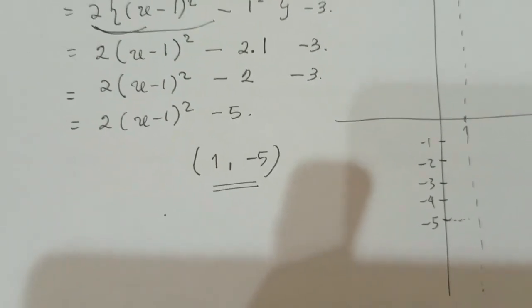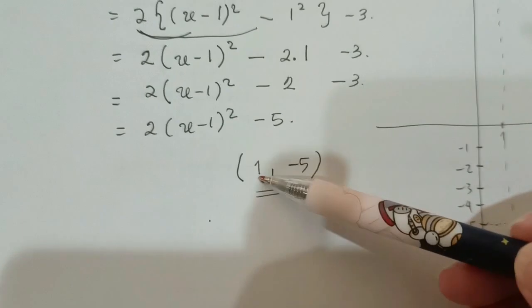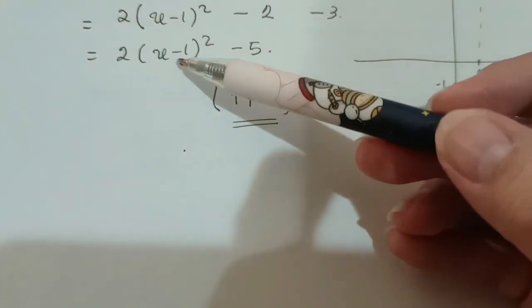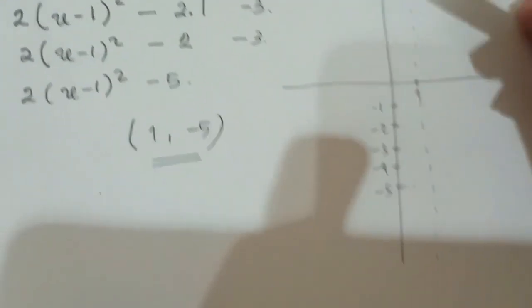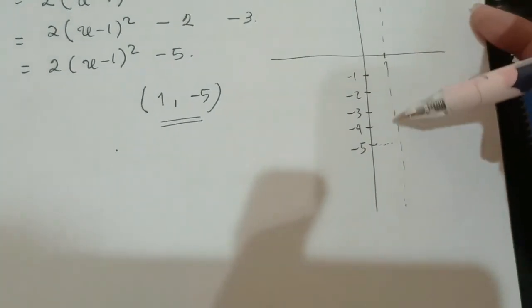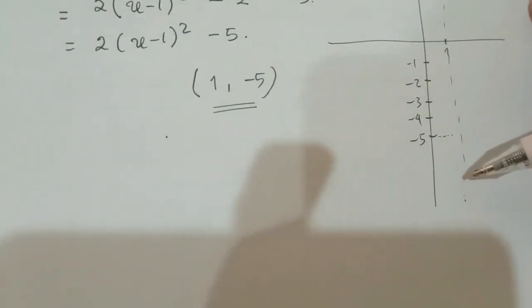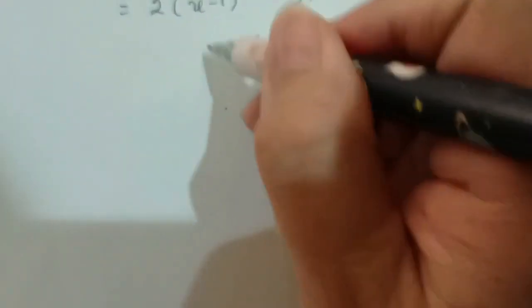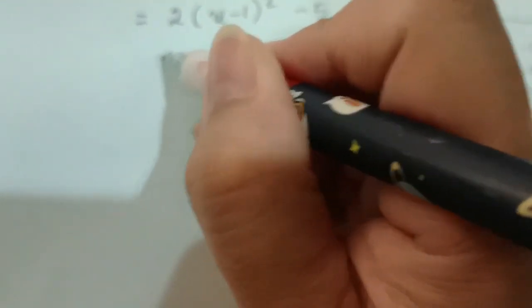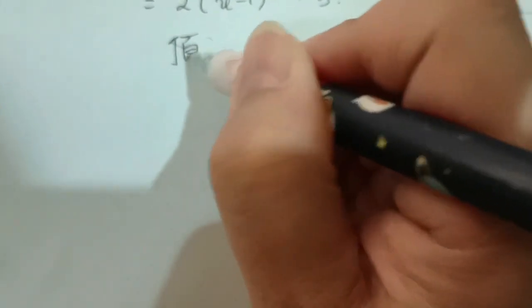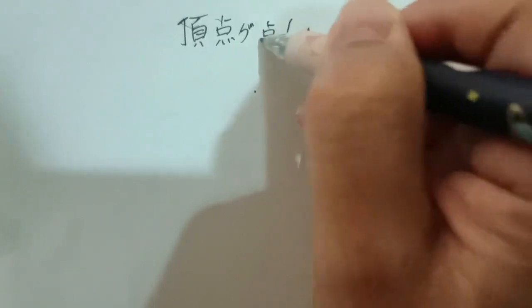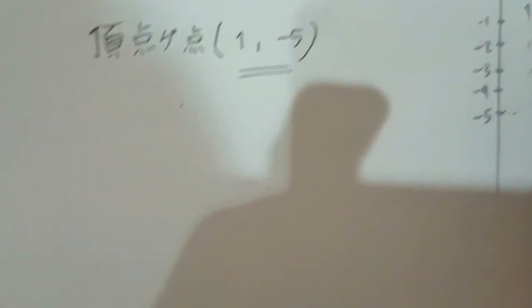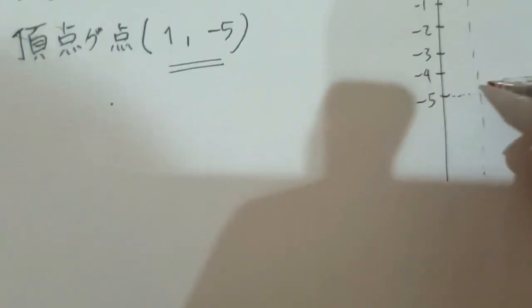Now we are going to draw. The jiku is here, right? 1. Why? Because this is minus 1. Minus becomes plus, plus becomes minus. This is the line. This is 1, right? So this is the line. Then the choten. This is the choten. This one, right? (1, -5). It's here.